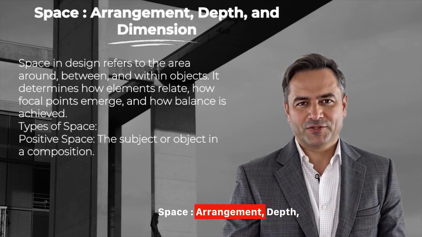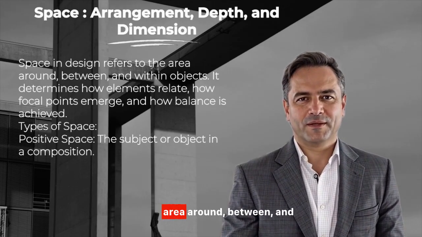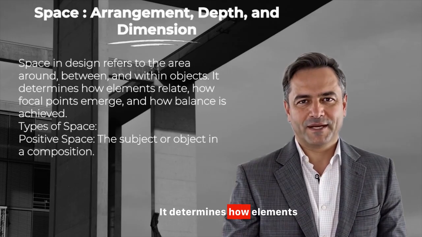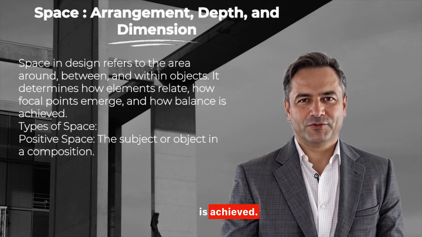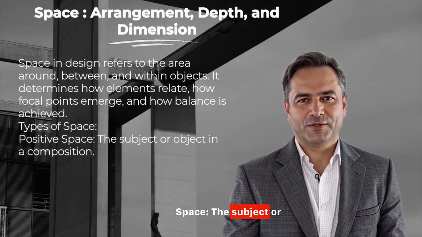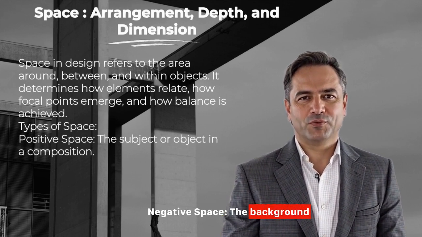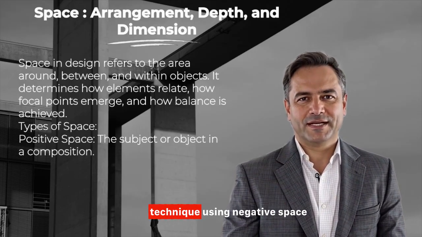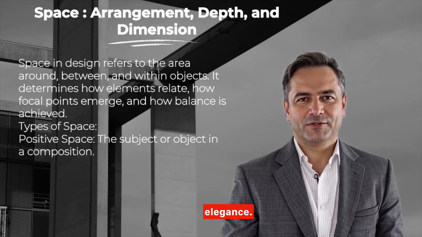Space: arrangement, depth, and dimension. Space in design refers to the area around, between, and within objects. It determines how elements relate, how focal points emerge, and how balance is achieved. Types of space. Positive space, the subject or object in a composition. Negative space, the background or space around the object. White space, a design technique using negative space purposefully for clarity and elegance.